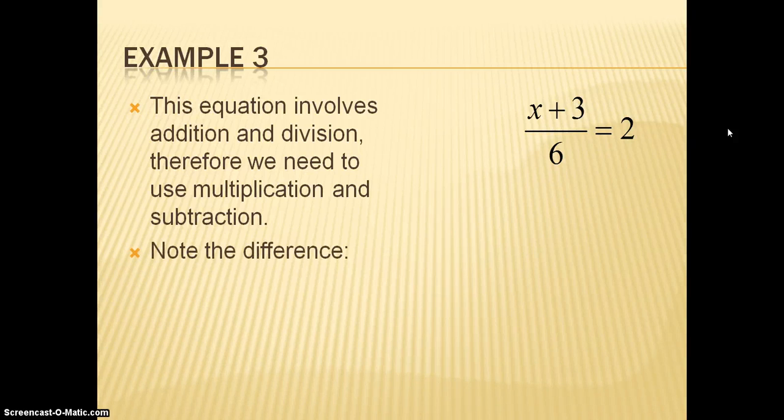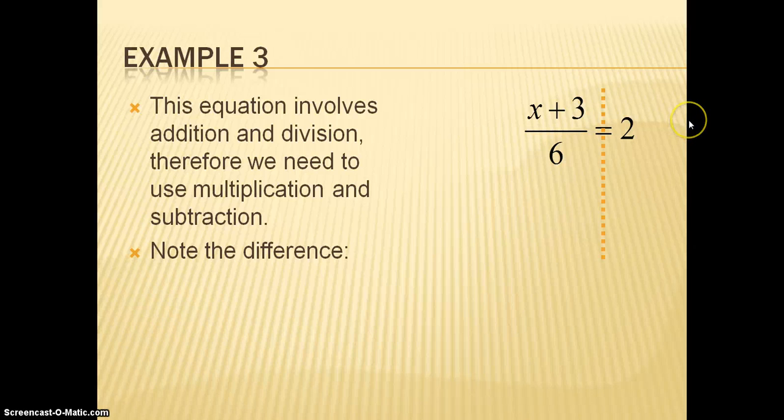So what we're going to do is get rid of the 6 first, because this plus 3 is essentially trapped by our fraction bar. So we can't just do minus 3 from both sides, because I cannot get it out from where the fraction bar is.